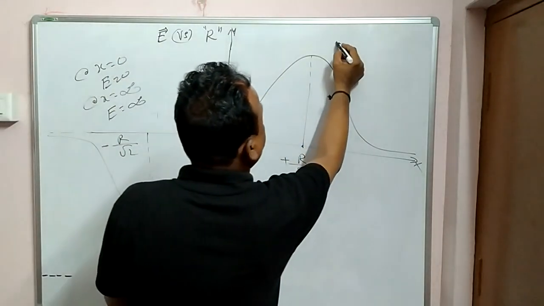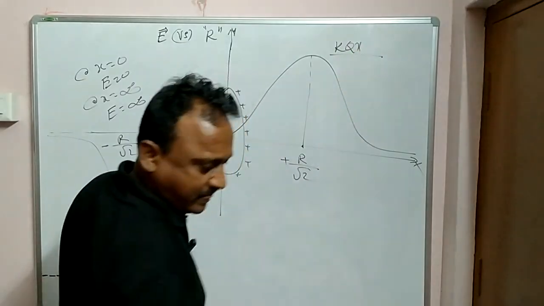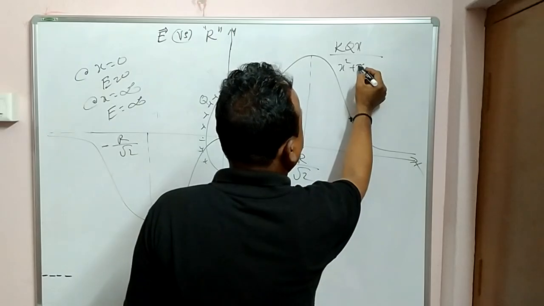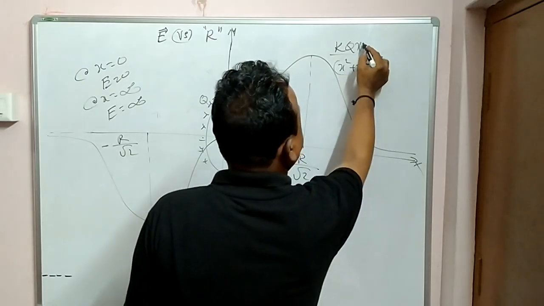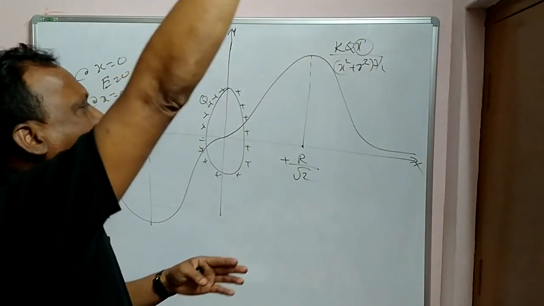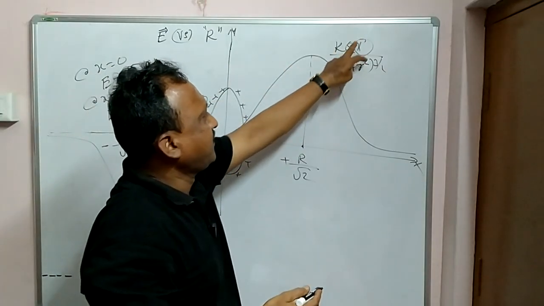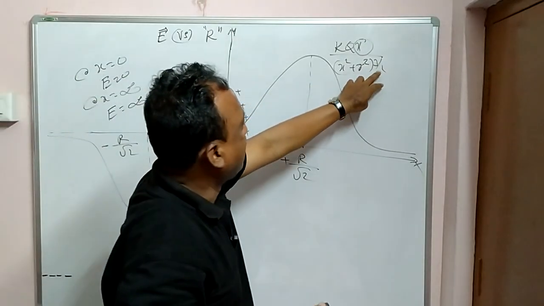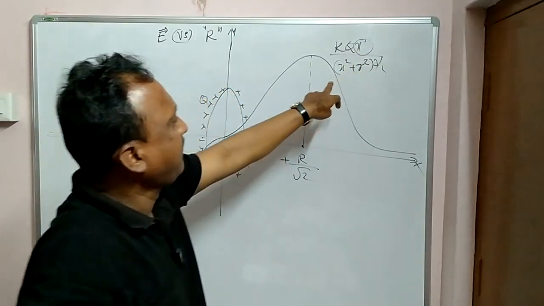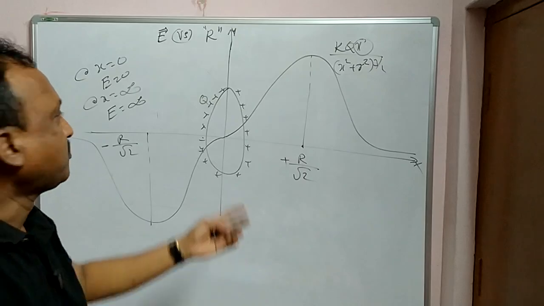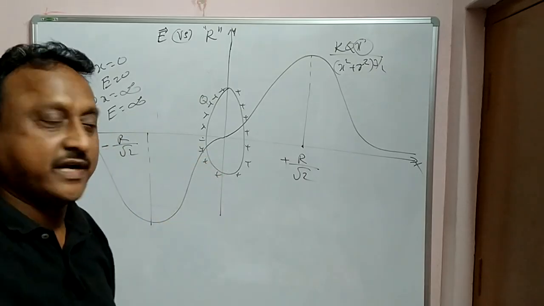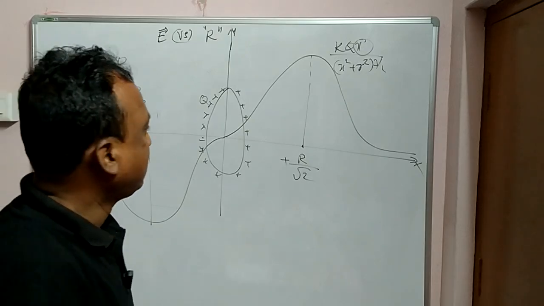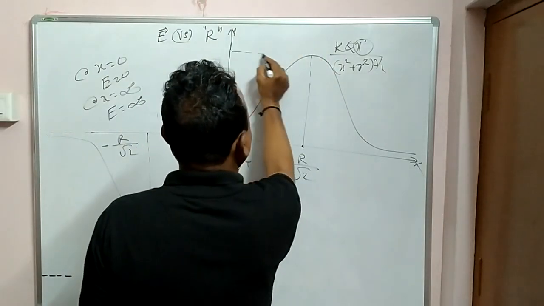The formula I gave you earlier is kqx by (x square plus r square) power 3 by 2. With x tending to infinity, it is infinity by infinity, which again gives infinity, so E is also infinity. At x is equal to infinity, E is also infinity. At x is equal to 0, E is equal to 0. So these are the maximum values you can observe.